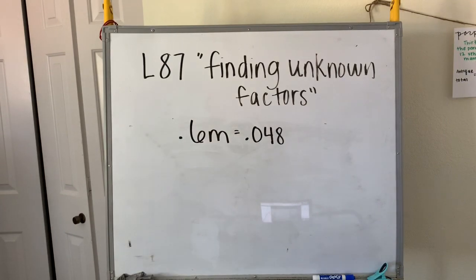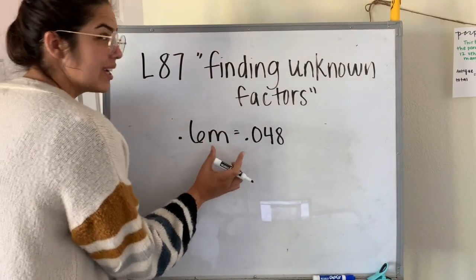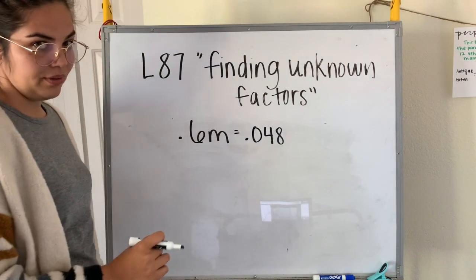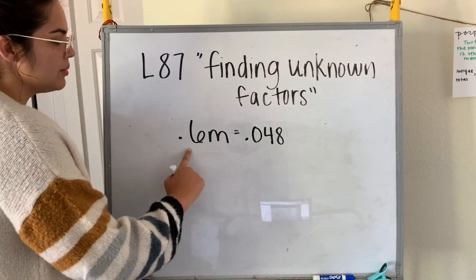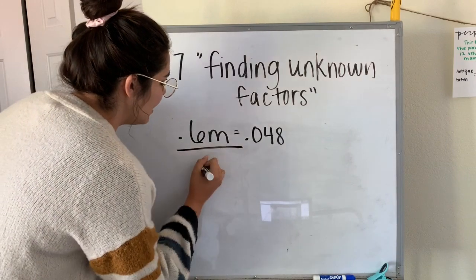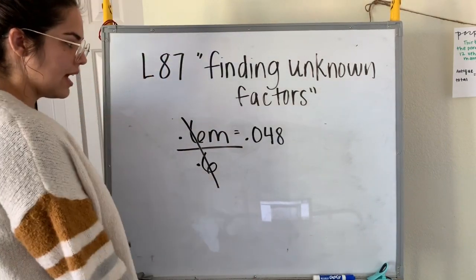Okay, let's do the next one. 6/10 m equals 48 thousandths. First, which of these numbers is the product? 48 thousandths. Which of these is the variable? M. And which of these are the factors? 6/10 and m. So how can we isolate or get alone the variable? How do we get that alone? Since we're multiplying here, we're going to have to do the opposite. So we're going to divide by 6/10, so those can cross out.